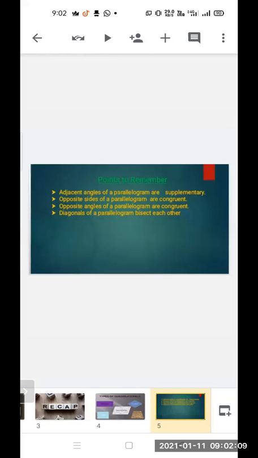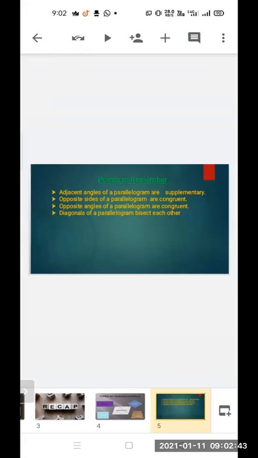So the second property is that opposite sides of a parallelogram are congruent. So children, in a parallelogram, if the opposite sides are congruent, what does that mean? Same in length. So if the opposite sides are congruent, then we can say that the given quadrilateral is a parallelogram. That was the second property which we have discussed.